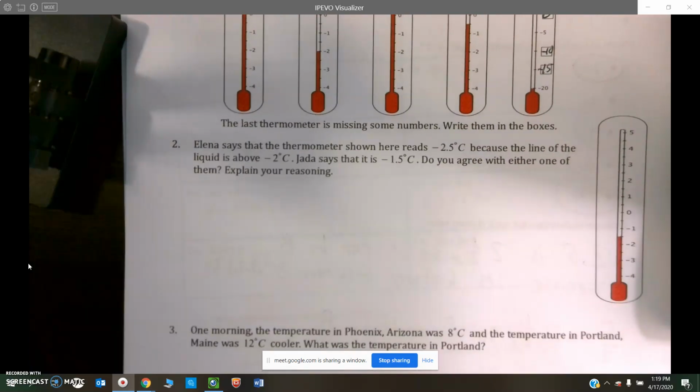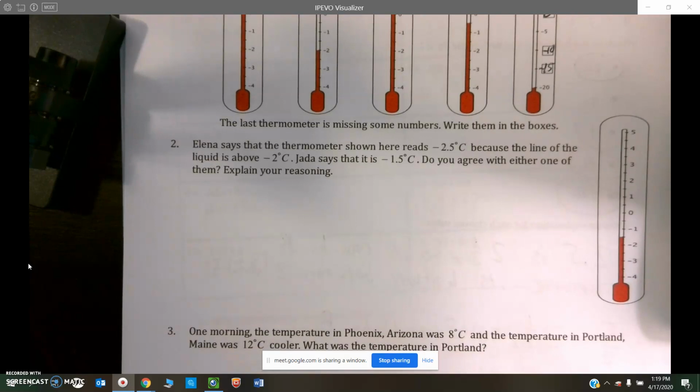Number 2, Elena says that the thermometer shown here reads negative 2.5 degrees Celsius because the line of the liquid is above negative 2 degrees Celsius. Jada says that it is negative 1.5 degrees Celsius. Do you agree with either one of them? Explain. So why don't you pause the video and try and think about it yourself and write your own explanation.